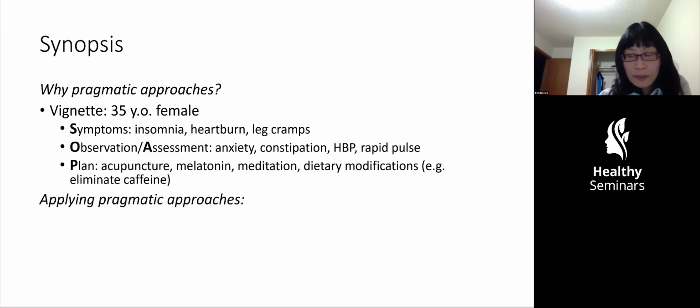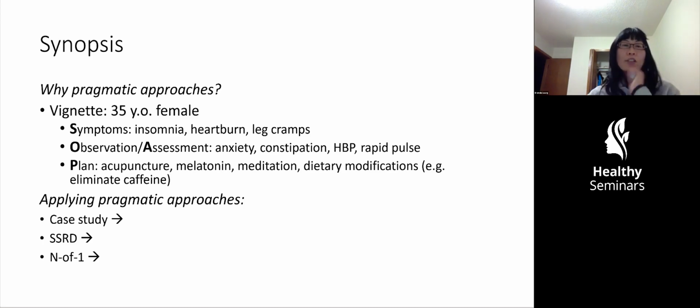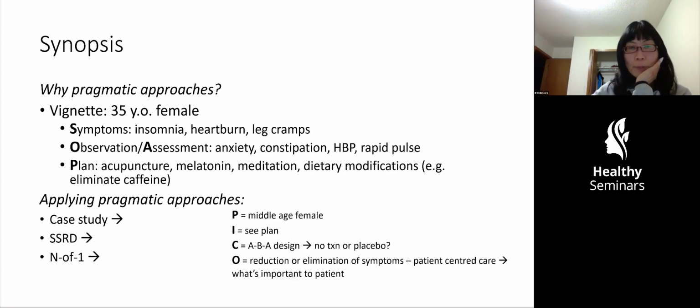And so again, as a synopsis, how we use our clinical impression to formulate a research question for study. It's a matter of translating our observation, our symptom report, assessment, and plan to formulate a research question and seeing which of these approaches, whether it's a case study, single subject design, or N-of-1 clinical trial, is the most appropriate in answering the research question.